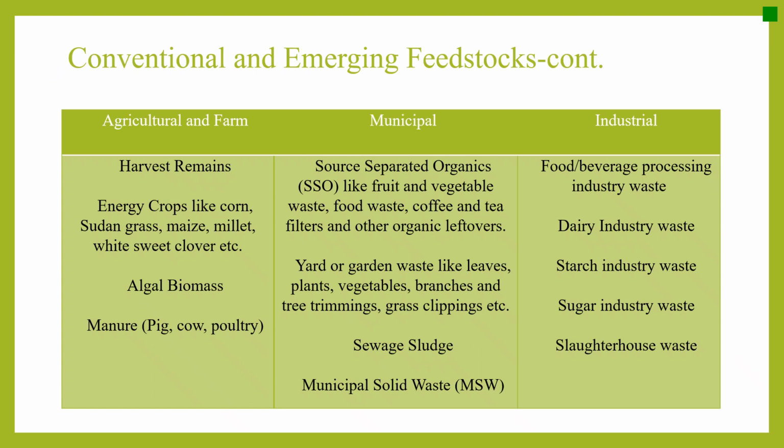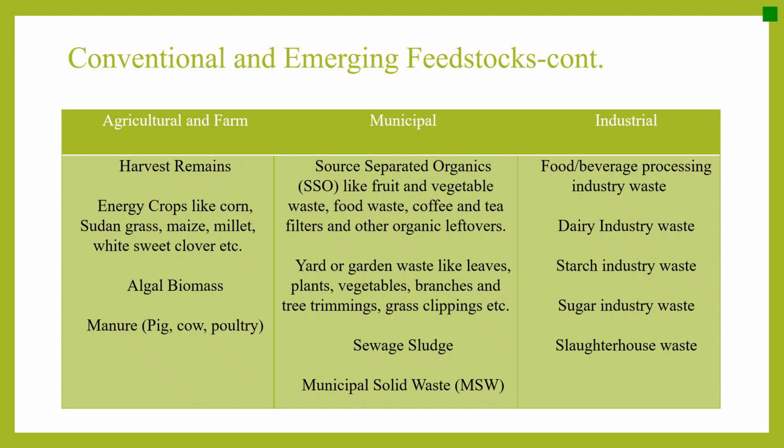Anaerobic digestion feedstocks can be grouped based on their sources. So from the agricultural and farm side, we have harvest remains, energy crops like corn, Sudan grass, maize, millet, white sweet clover, etc. Algal biomass is an emerging feedstock. And we also have manure from pig, cow, and poultry. Those have been used traditionally over the years.